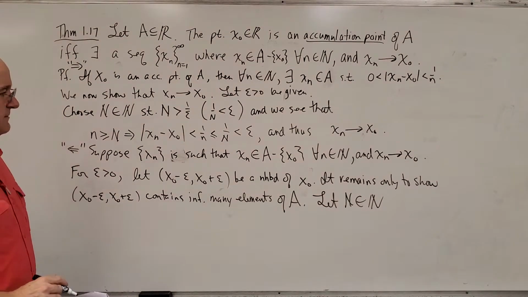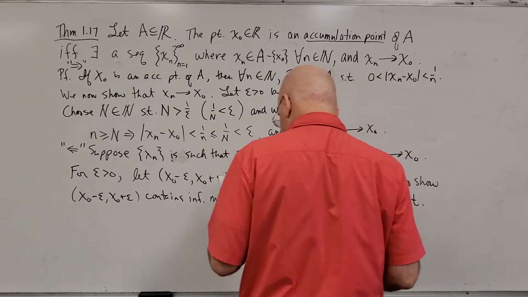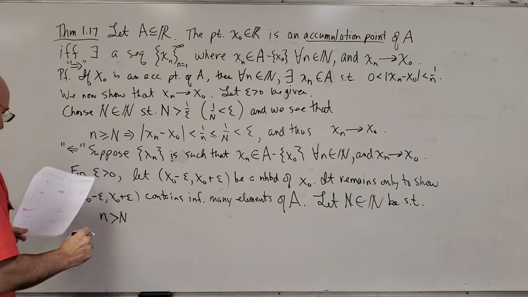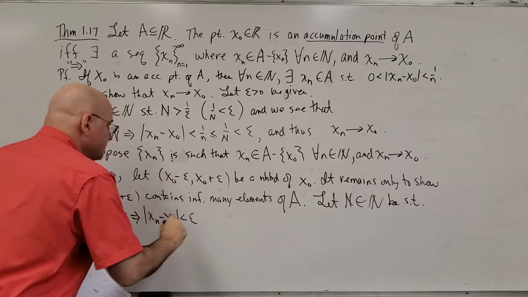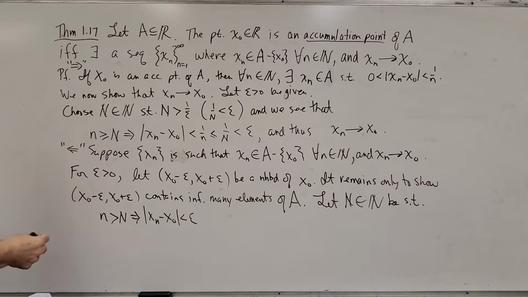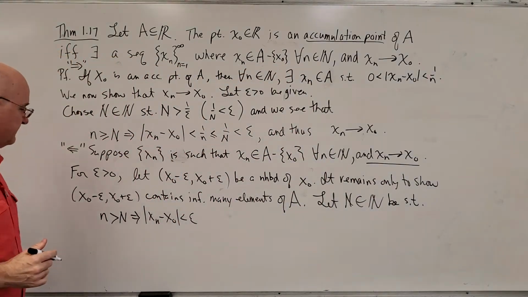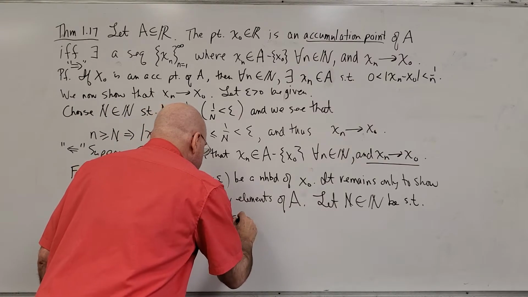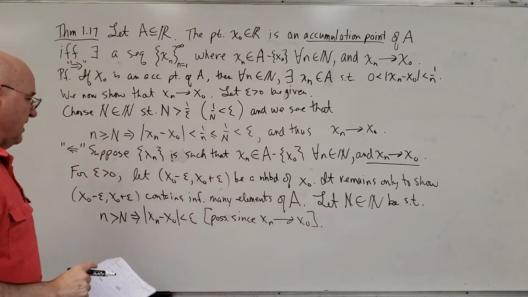And to do that, we'll let capital N be such that little n greater than capital N implies that xn minus x naught is less than epsilon. And we know that capital N exists because xn converges to x naught. I'll write that down. Possible since xn converges to x naught. That's an optional comment.